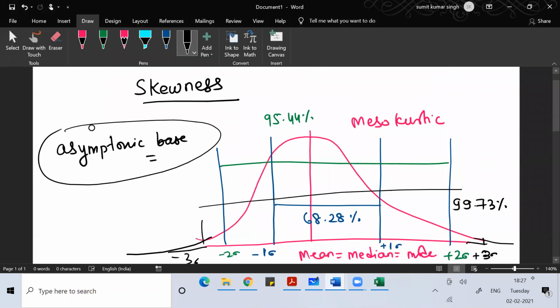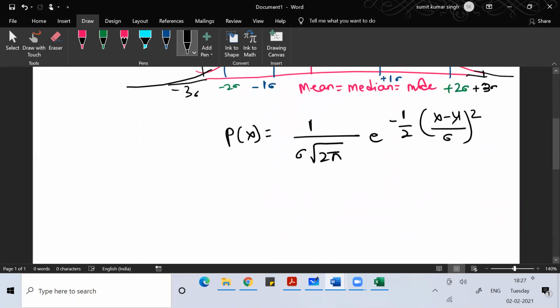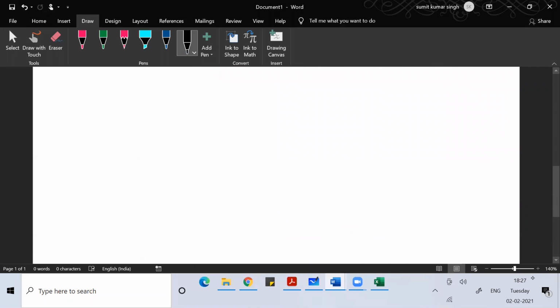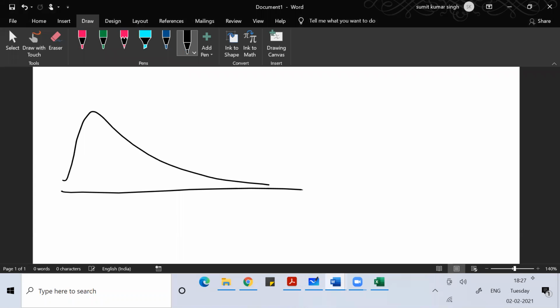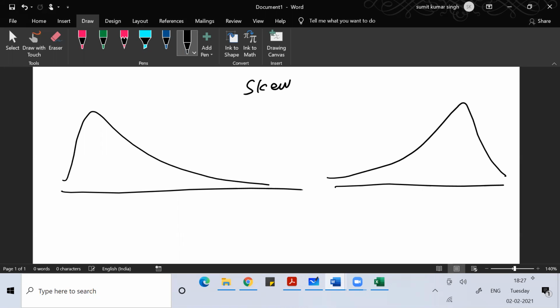This is the ideal normal distribution curve, which is exactly symmetrical, where mean, median, and mode lie at the center. But what is skewness? Skewness is the property where your normal distribution curve is not symmetrical in nature. If a normal distribution curve is like this, or like this, this property is called skewness.